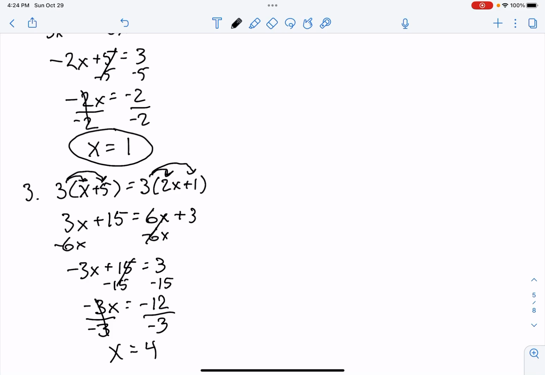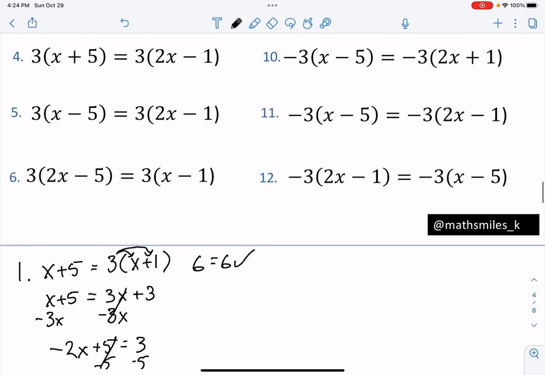And now my check here will be super quick as well. So x is 4. On the left-hand side, my parentheses, 4 plus 5 is 9, and 3 times 9 is 27. And then plug a 4 in. 2 times 4 is 8, 8 plus 1 is 9, and 9 times 3 is 27. We get a good check. It works out for us, so we're good to go.